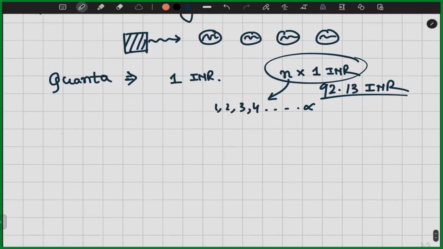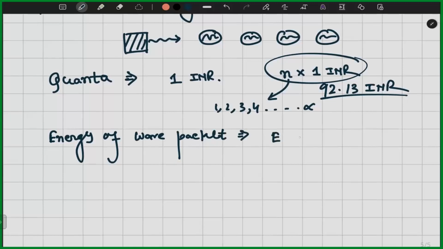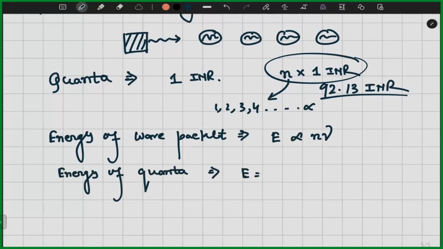Planck said that the energy of a wave packet is proportional to n nu, and the energy of the quanta is proportional to nu. The quanta means the minimum, discrete energy, and n is 1, 2, 3, the natural numbers, the integers. From here he wrote that E equals h nu.